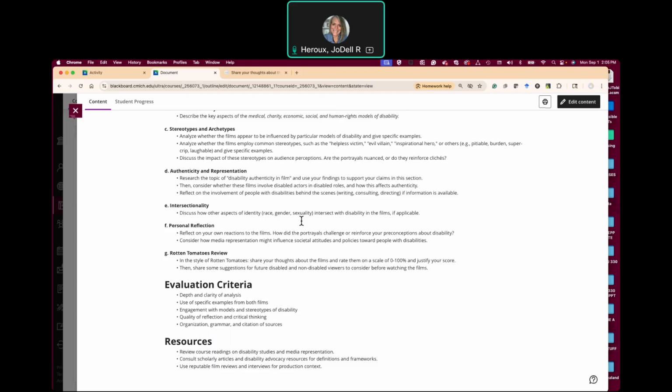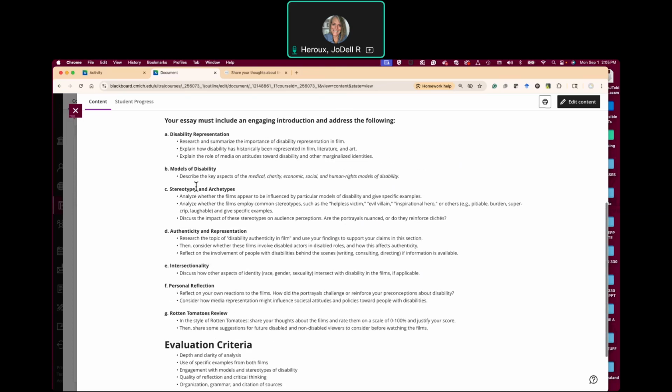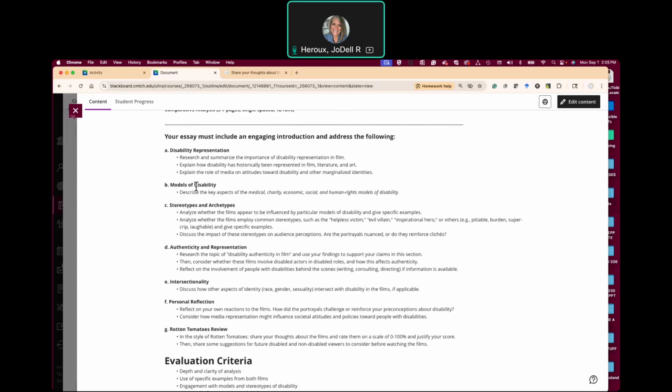So hold for that. Then the thing is, these don't have to be separate sections either. You can talk about authenticity and representation as you're talking about the stereotypes. Okay, so you don't necessarily have to think about these as separate sections. So the first section will maybe summarize the plot of the films, and then the second section will be building that background about disability representation. And then you could have a section where you're talking about the models and stereotypes of disability, just to give your audience that background that they need.